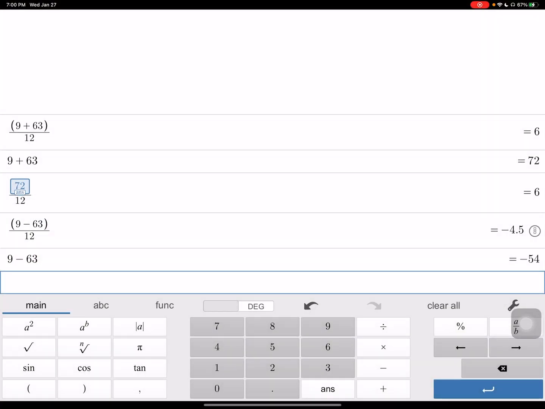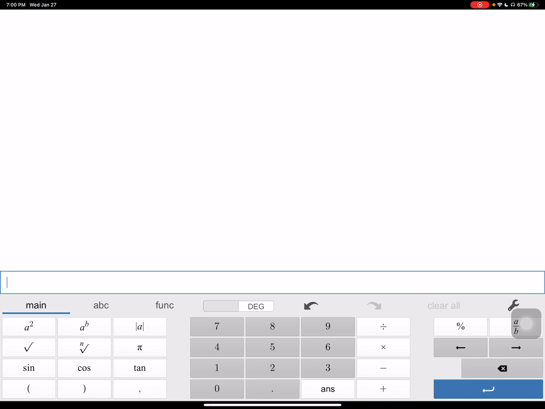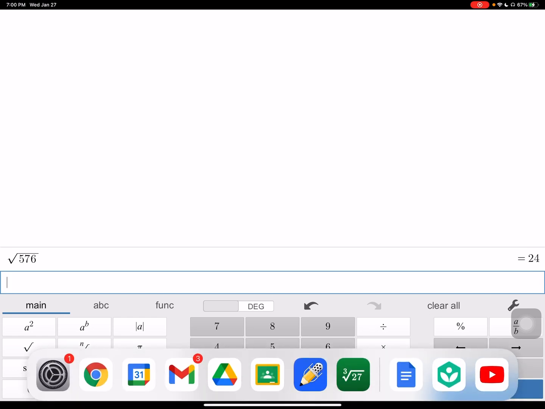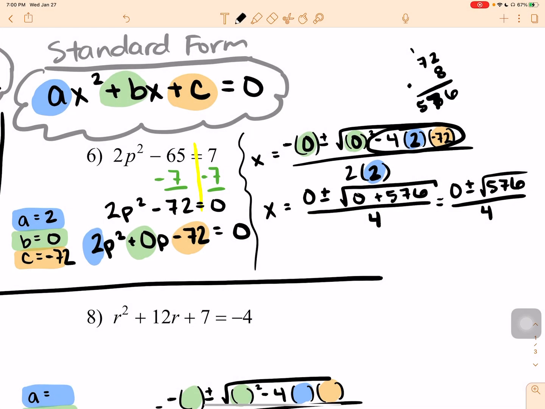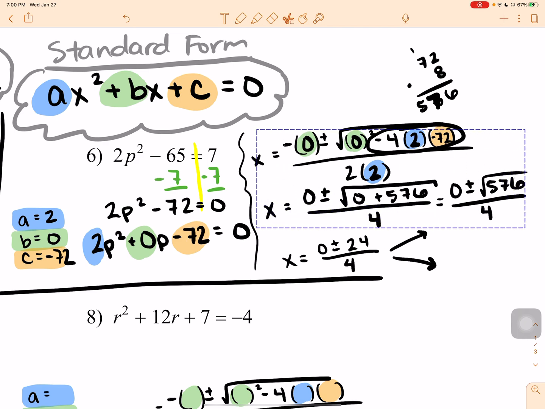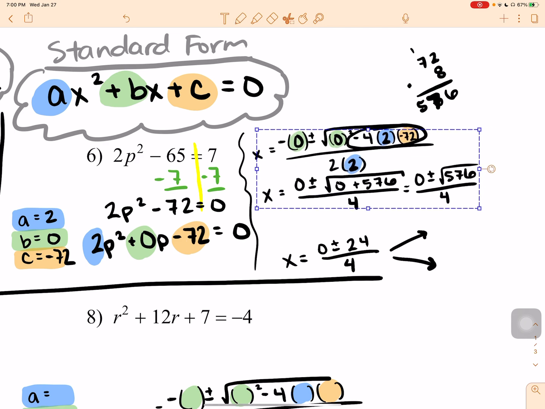Let's see if 576 is a perfect square. The square root of 576 is 24. So that's perfect. So what I can rewrite here is x equals 0 plus or minus 24 all over 4. And now I can split it. Okay, so I'm going to make this top part just a little bit smaller for me, since it's kind of in the way.